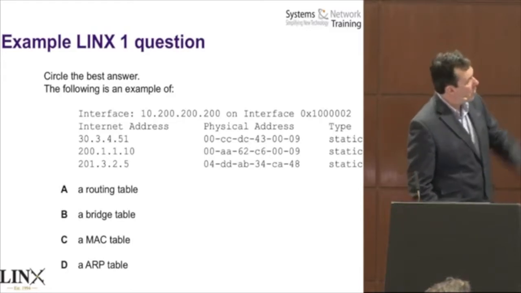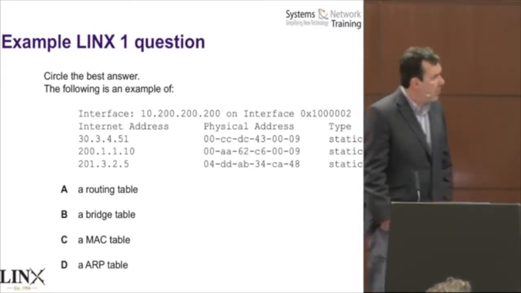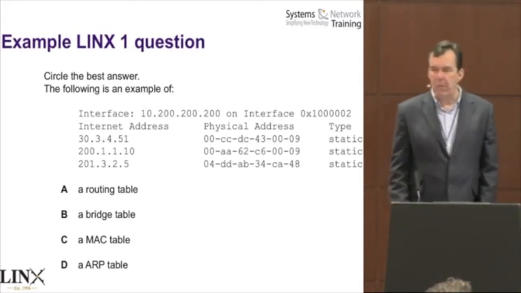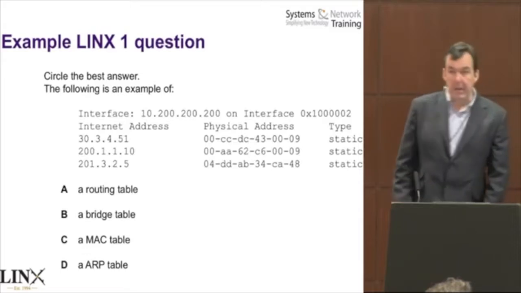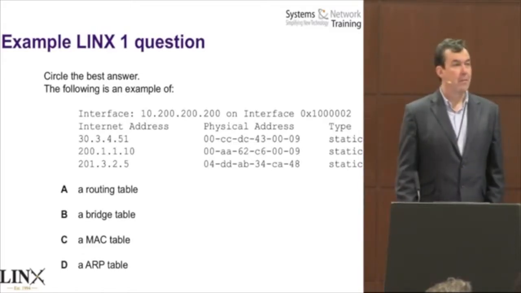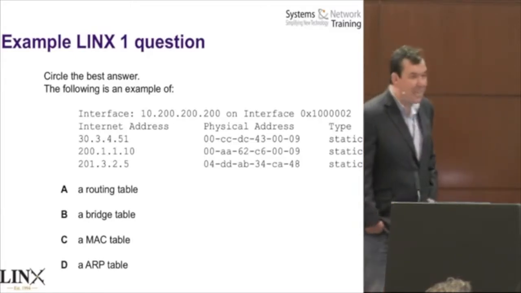And what you've got is an example of something. It doesn't tell you what it is, but is it a routing table, a bridge table, a MAC table, or an ARP table? An ARP table, it should say. But anyway, is the answer A, B, C, or D? Anyone? Yes, whoever said that, D is the correct answer.